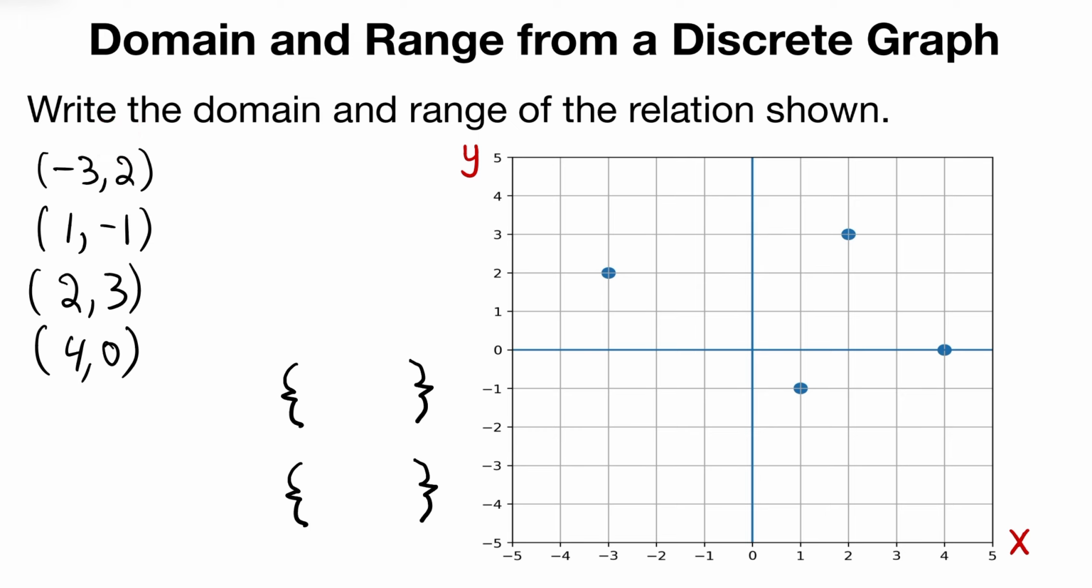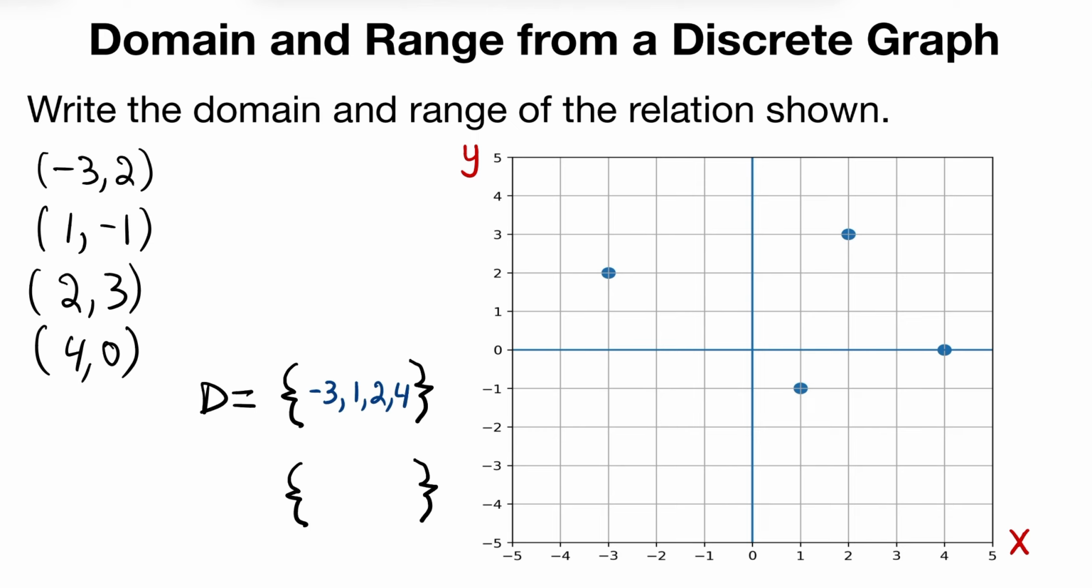So what we're going to do next is find the domain. Now the domain is the set of all x values. So we have -3, 1, 2, and 4. And so we list each x value once. Now, order does not matter because this is a set. So I'm going to list them in ascending order anyway. So I'll write D for domain, and those values are -3, 1, 2, and 4. All right.